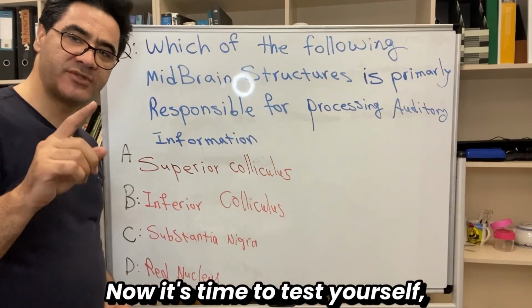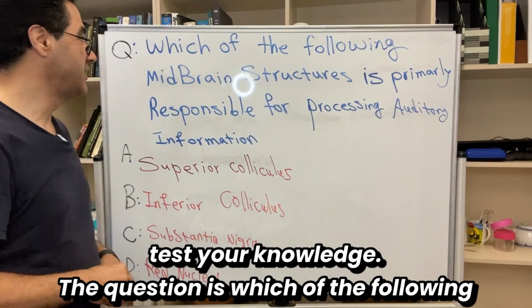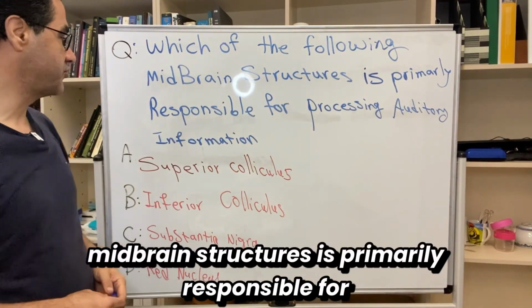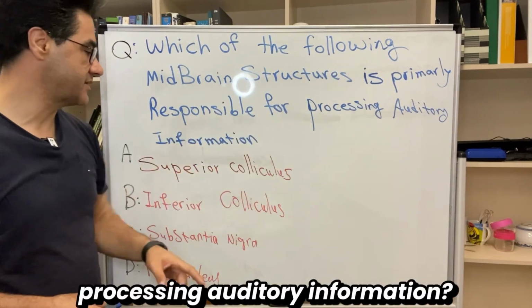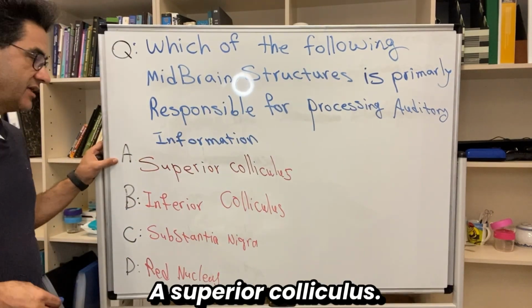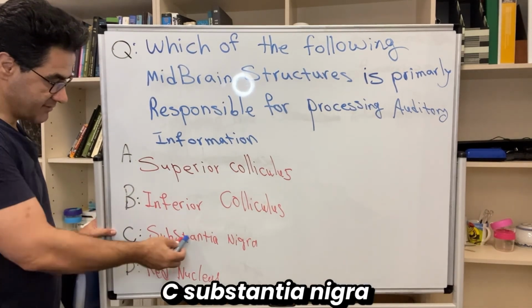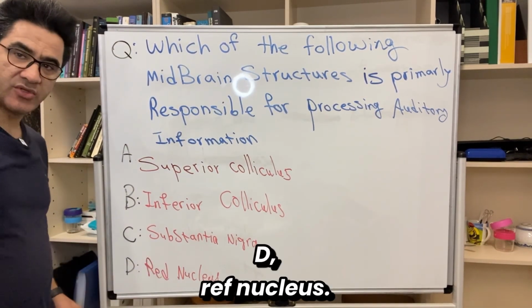Now it's time to test yourself, test your knowledge. The question is, which of the following midbrain structures is primarily responsible for processing auditory information? A. Superior colliculus, B. Inferior colliculus, C. Substantia nigra, D. Red nucleus.